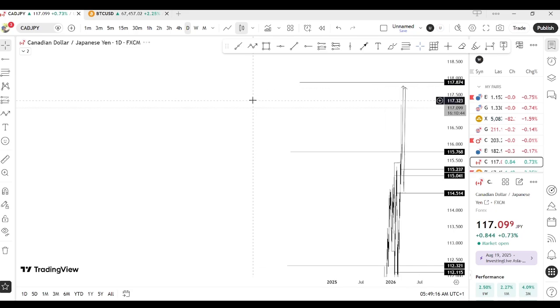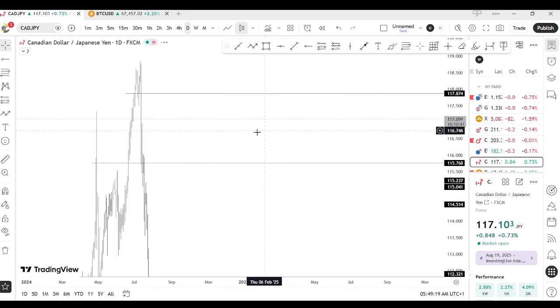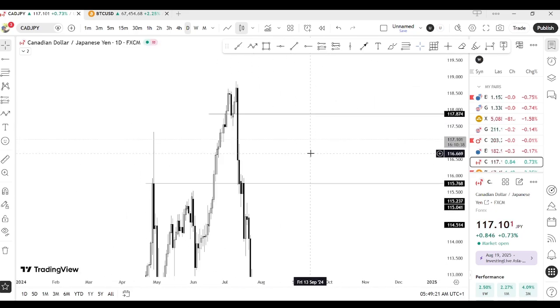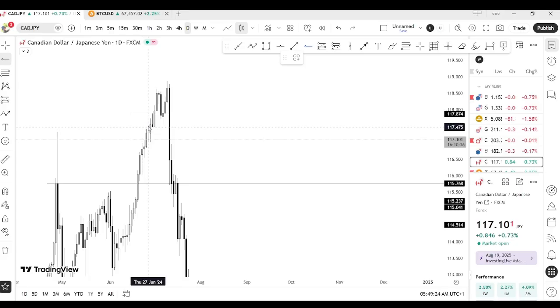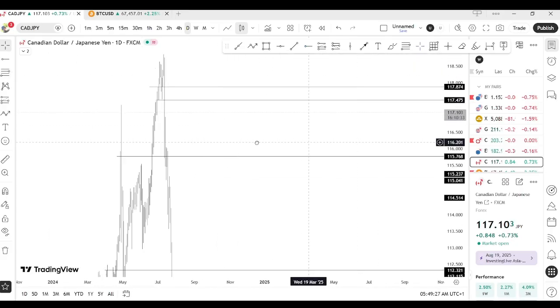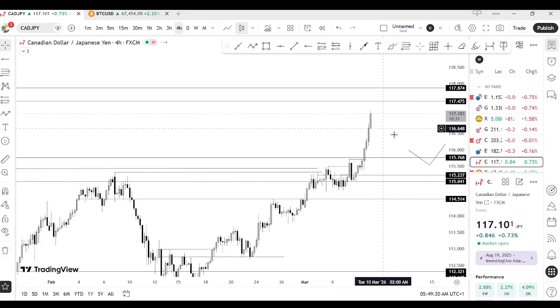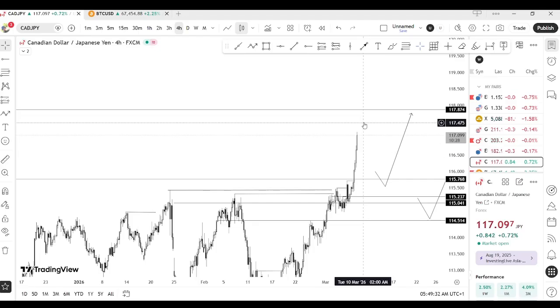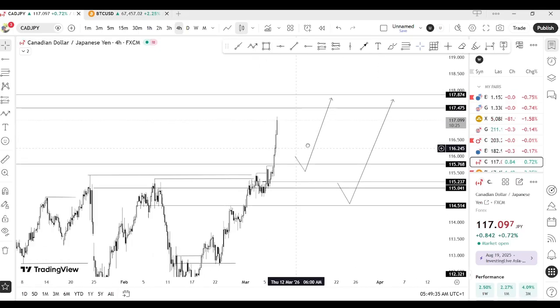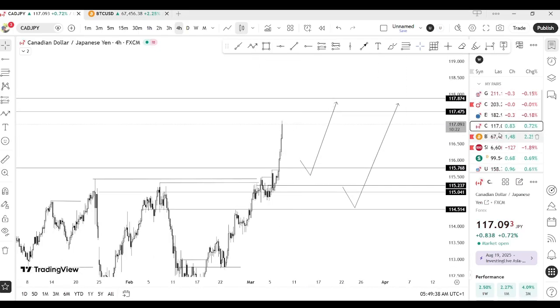Also, let me see if there's any level here that might eventually be the one to push price down. Yeah, there is a level. This place. So price can get to this place and decide to reject from here. So from there we can enter.